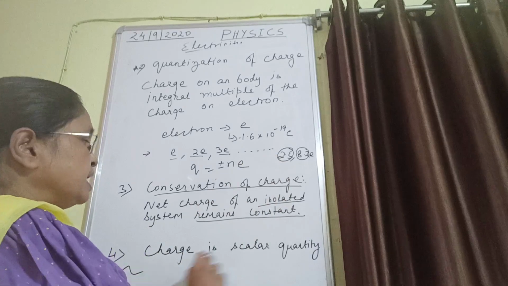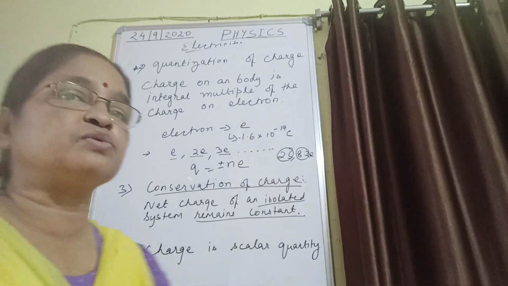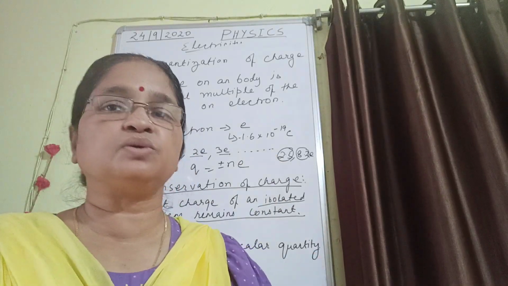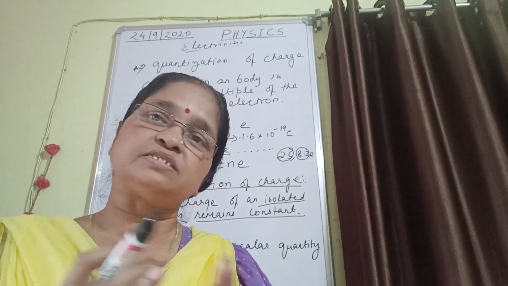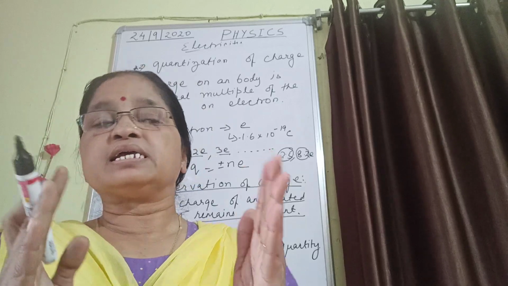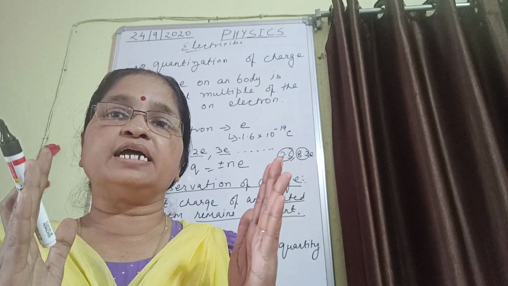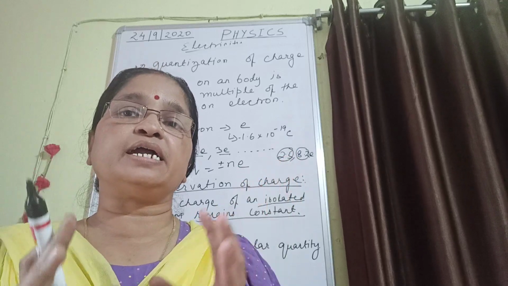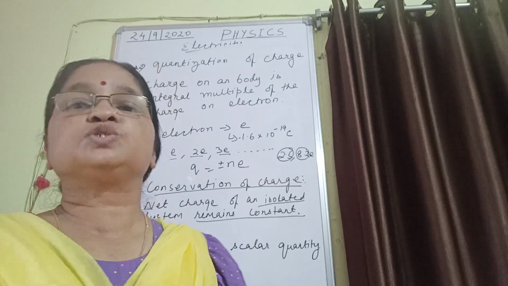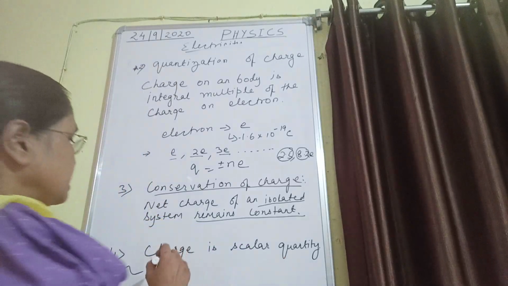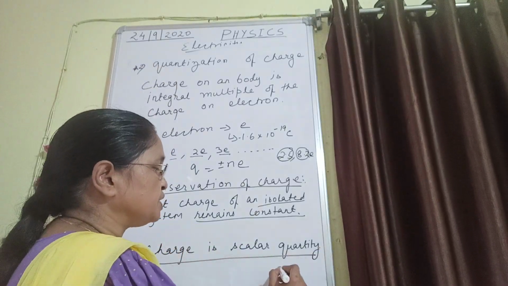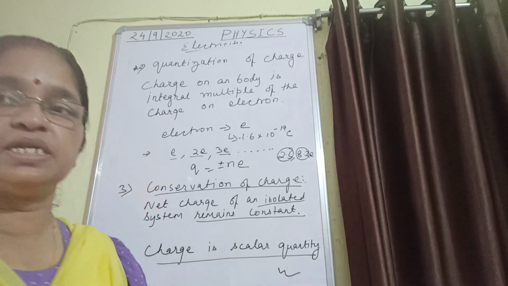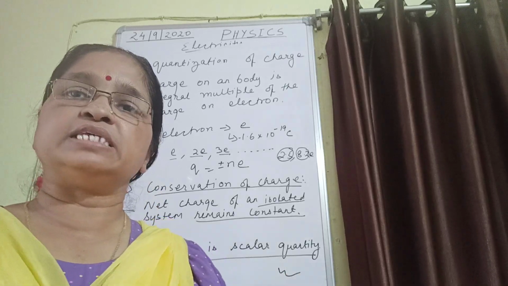And the last property is that charge is a scalar quantity. It has magnitude only. It has no specific direction. We can add protons and neutrons, that is, charge is added algebraically, so we say that charge is a scalar quantity. So these are all the properties of charge. You revise it. Okay.